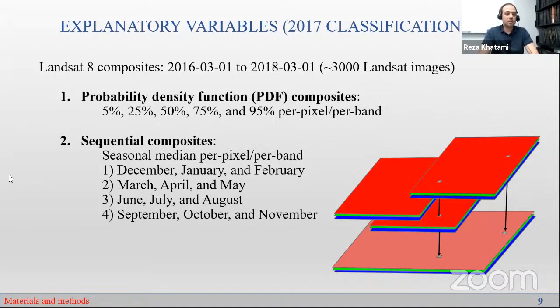The first one was probability density function, or PDF composites, for which for each pixel we took the whole time series of observations and extracted 5 different percentile values for each pixel per band. The second composite was seasonal sequential composite, in which we divided the entire data into 4 different seasons. And for each season, we calculated the median value per pixel per band.